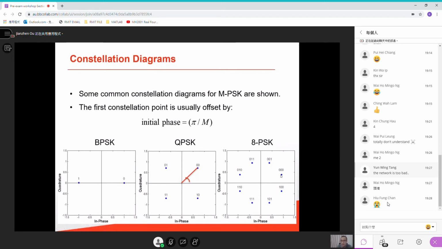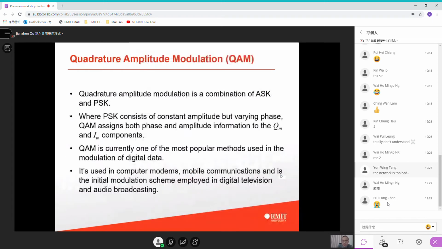So it's something like that. It's not so difficult, but the calculation is a bit complicated. I think lots of students experience a lot of difficulty when solving question 3, in my opinion. Then this is much more complicated. You go to quadrature amplitude modulation, which is called QAM. It's much more difficult than ASK or PSK.